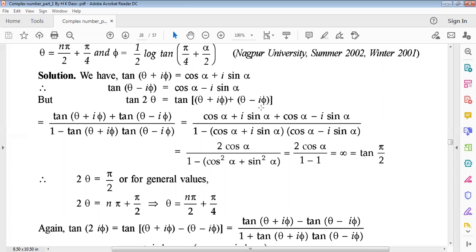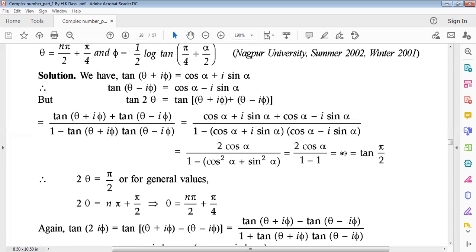Now i sin alpha, plus and minus cancel. The formula (a + b)(a - b) is a square minus b square. But i square equals minus 1, this way minus minus becomes plus. Similarly, sin square theta plus cos square theta is 1. 1 minus 1 will be 0. Something divided by 0 equals infinity.